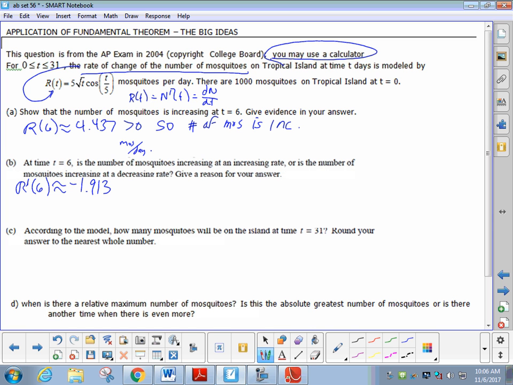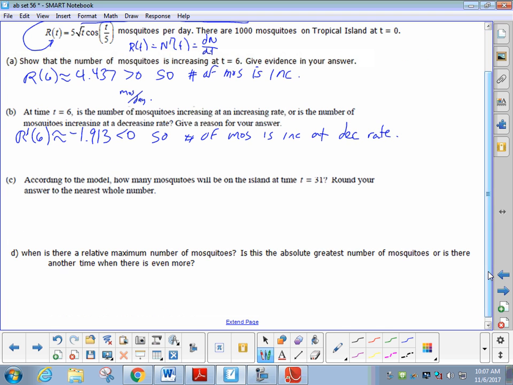So do we conclude that the number of mosquitoes is increasing at an increasing rate or a decreasing rate? Decreasing rate. Why do you say that? Less than 0. So the number of mosquitoes is increasing at a decreasing rate. Okay. Again, I am giving the evidence, then the conclusion. You can give the conclusion in the evidence.